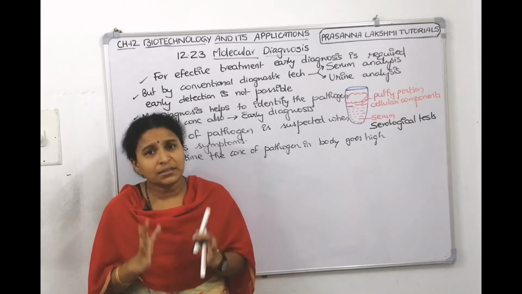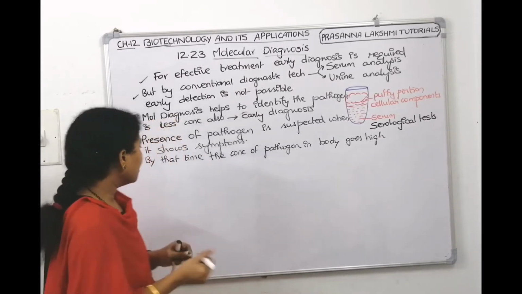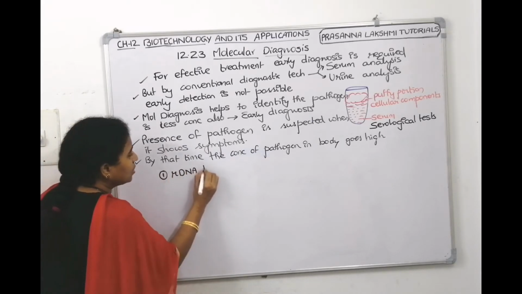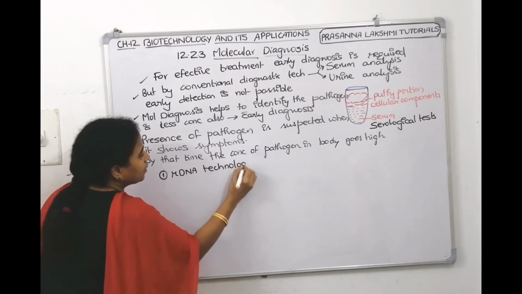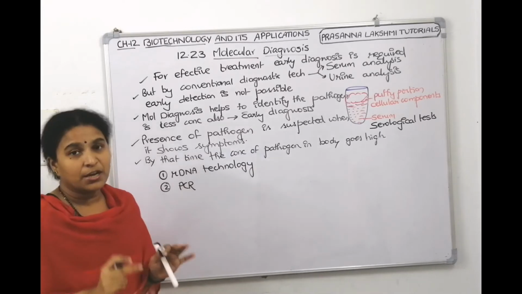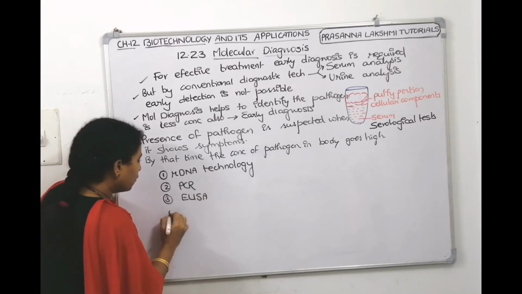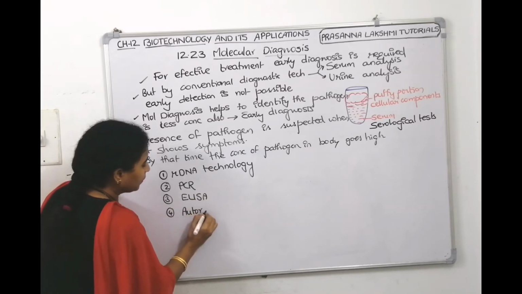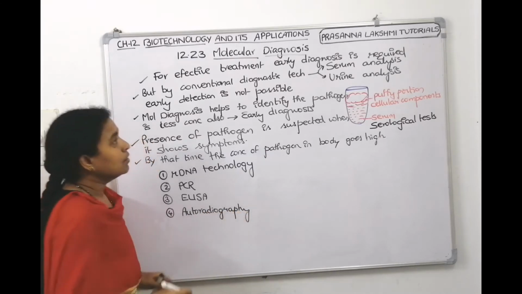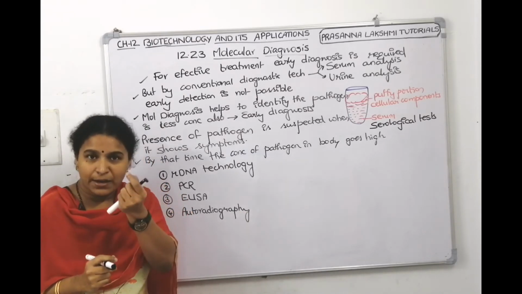Then what are the techniques available in molecular diagnosis which will help us in early detection? There are basically four techniques. The first one is rDNA technology, which will help us identify the pathogen in very low concentrations. Next one is PCR, polymerase chain reaction. The third one is ELISA. The fourth one is autoradiography. Children, these four come under molecular diagnostic techniques which help to identify the pathogen in very low concentrations.